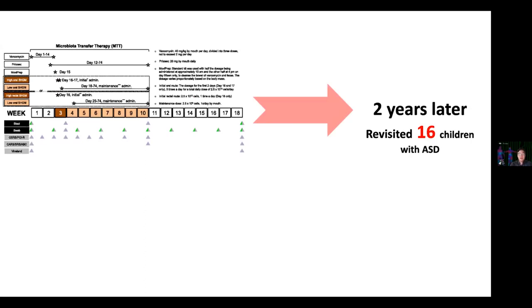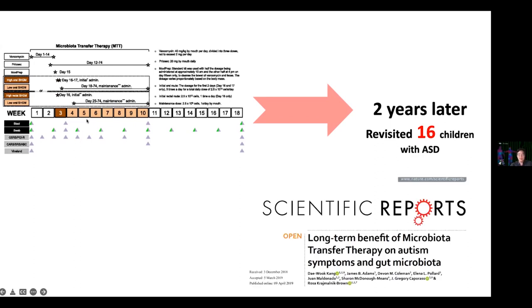but we did a follow-up study after 2 years. So we came back to the children and revisited 16 children with autism. They provided fecal materials, and they happily volunteered to assess whether they had improved after 2 years. So 16 out of 18 children participated in the analysis again, which is surprising because it's a very good portion. Maybe they still have a good improvement.